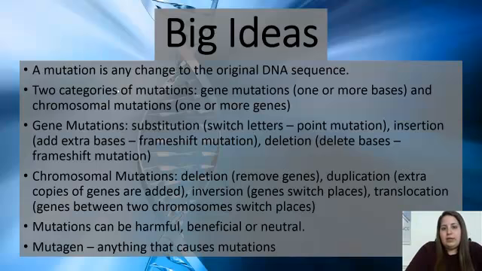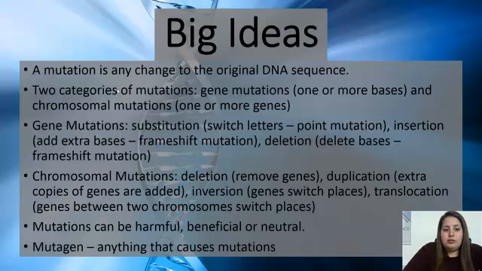So what were the big ideas of this whole PowerPoint? A mutation is any change to the original sequence of our DNA. There's two major categories of mutations: gene mutations and chromosomal mutations. Genes deal with one or a few bases. We're looking at a gene. Chromosomal mutations, we're looking at the whole chromosome, so we're going to have one or more genes affected. There's more DNA that's being affected.